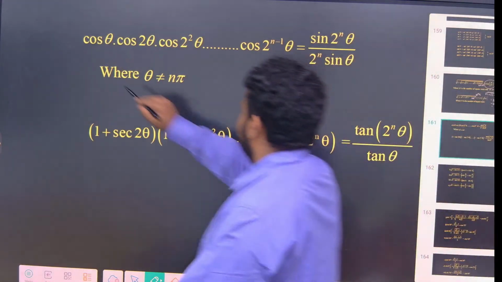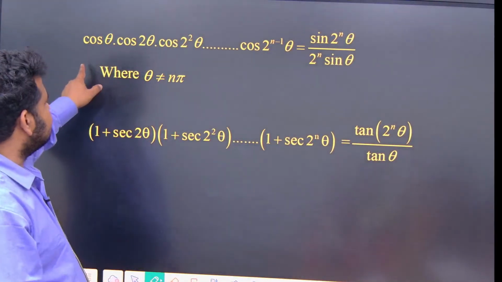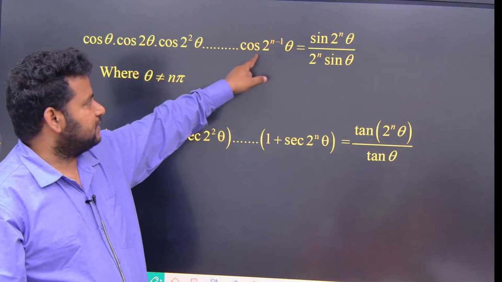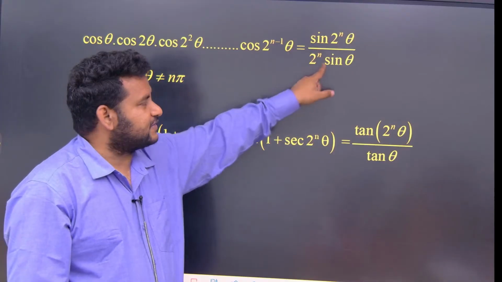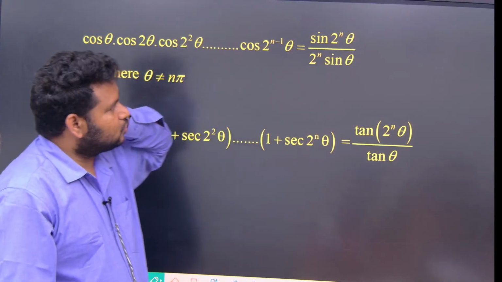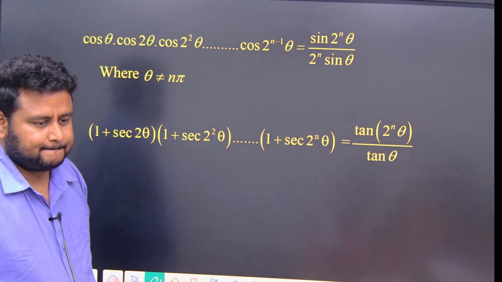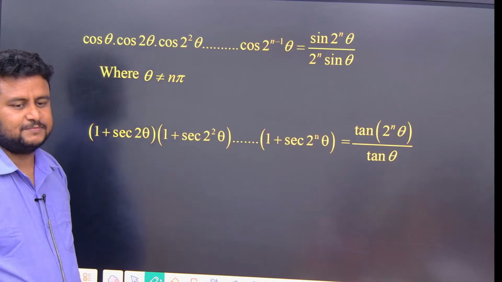And here this is one important result. Cos theta, like how I told for tan, okay, cos theta, cos 2 theta, cos 2 square theta, cos 2 to the power of n minus 1 theta, this is nothing but what? Sin 2 to the power of n theta by 2 to the power of n sin theta. Okay. Clear?